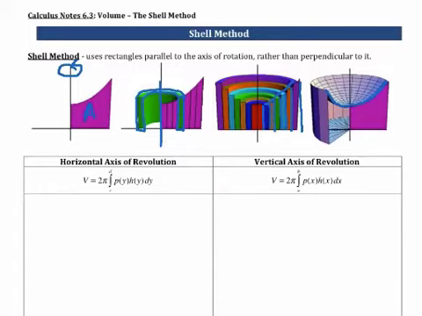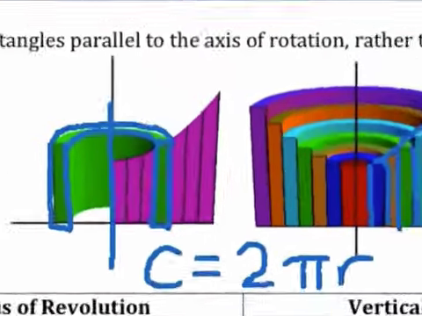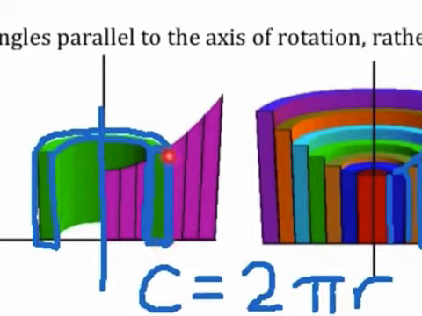Now this formula is going to go off of the basic formula for circumference, which is 2 pi r. So basically we need to find the area of this rectangle and then multiply it by its circumference, and then we're going to add them all up. And so that's where integration comes into play here.